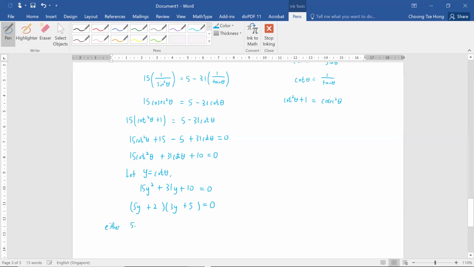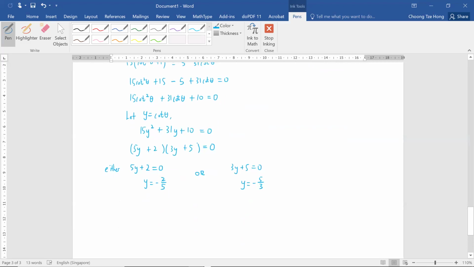Either 5y plus 2 is 0, so y equals negative 2/5, or 3y plus 5 equals 0, y equals negative 5/3, right? Now we can substitute in cotangent theta. If cotangent theta is negative 2/5, then we flip it, and tangent theta will be negative 5/2.